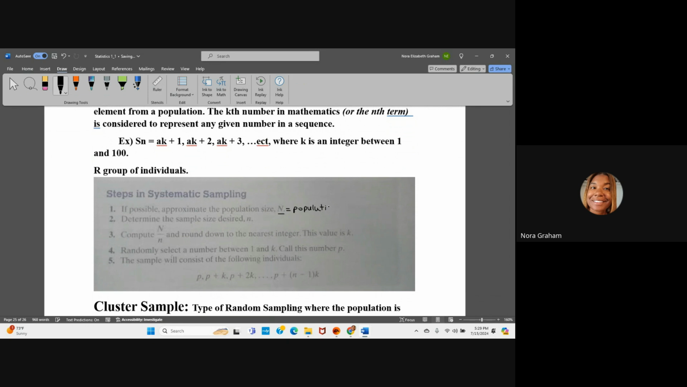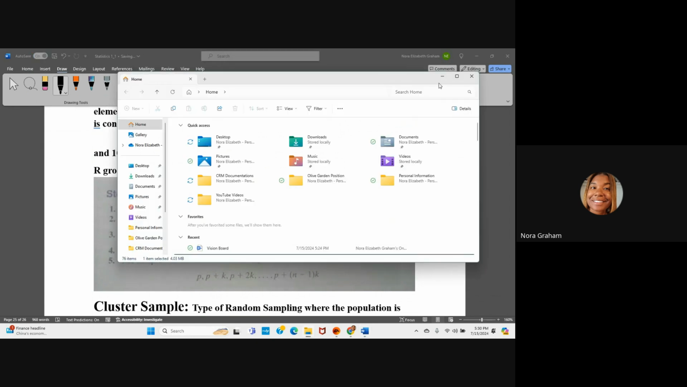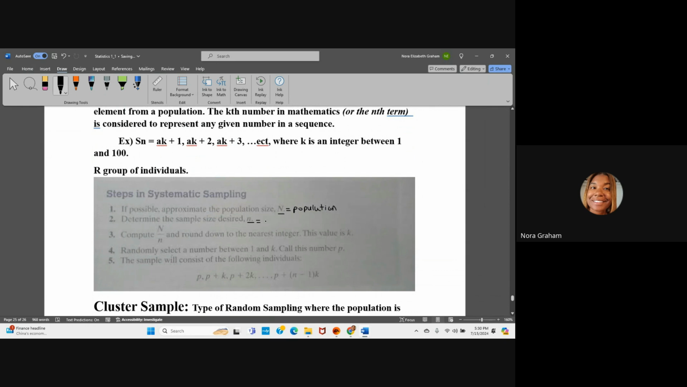Population. All right, and that little n right here, this variable, is going to equal the ending term. If we know the end of our population, but in this case, we kind of don't. But in the example in the book, they do give you a population end.